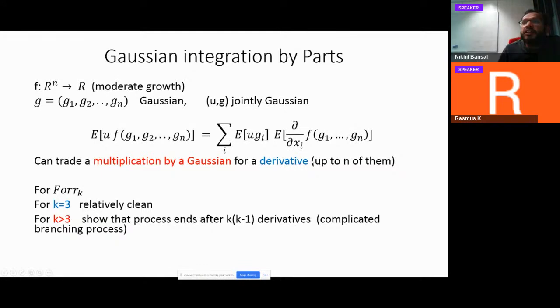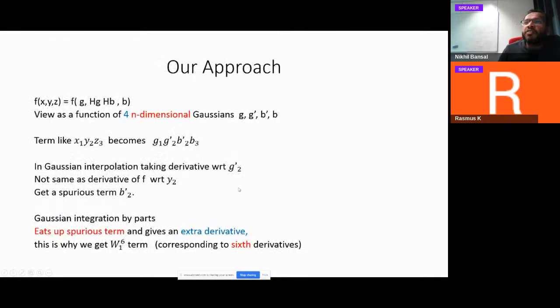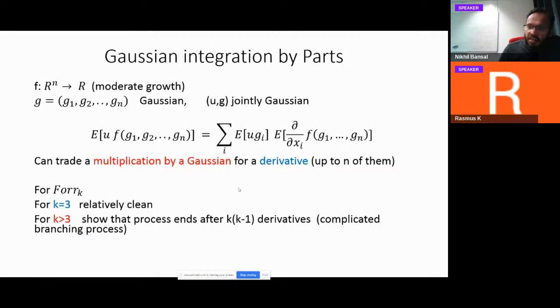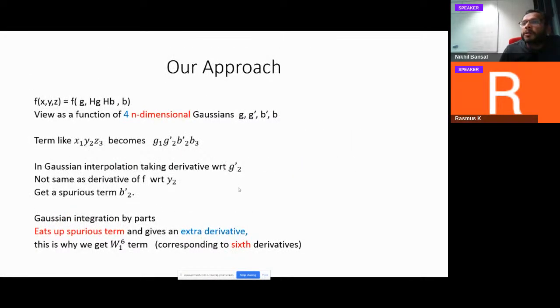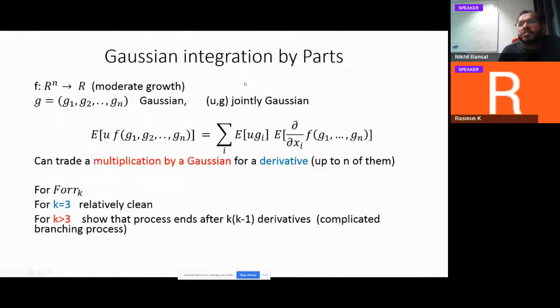I don't have the time to explain why these products come up, but maybe one word: in this correlation 3 function, you had this intermediate block which looked like a product of two Gaussians. When you apply Gaussian interpolation, you get these spurious terms, where, when you take the derivative, there's one free hanging g. But then you can use this Gaussian integration by parts to eat that up and get another derivative. So somehow you can clean up the thing.